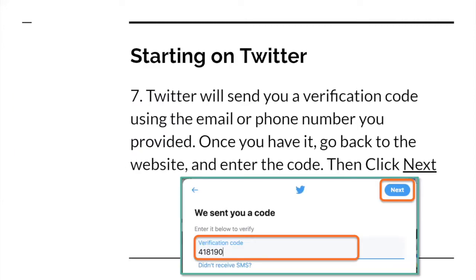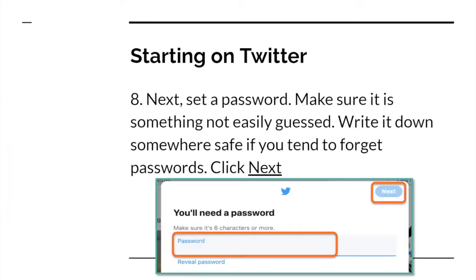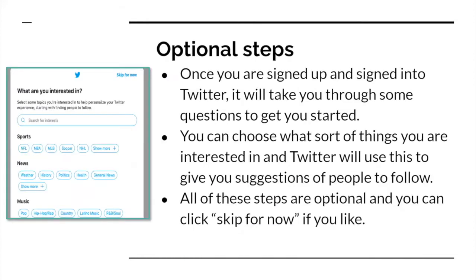Then you will get a verification code on your email or phone number, whichever you have provided to them. Once you have it, go back to the website and enter the code, and then they will ask you to set a password. Make sure it is something not easily guessed. Always write it down somewhere safe if you believe that you will forget, you can just write it down in your mobile notes or in a notebook too.